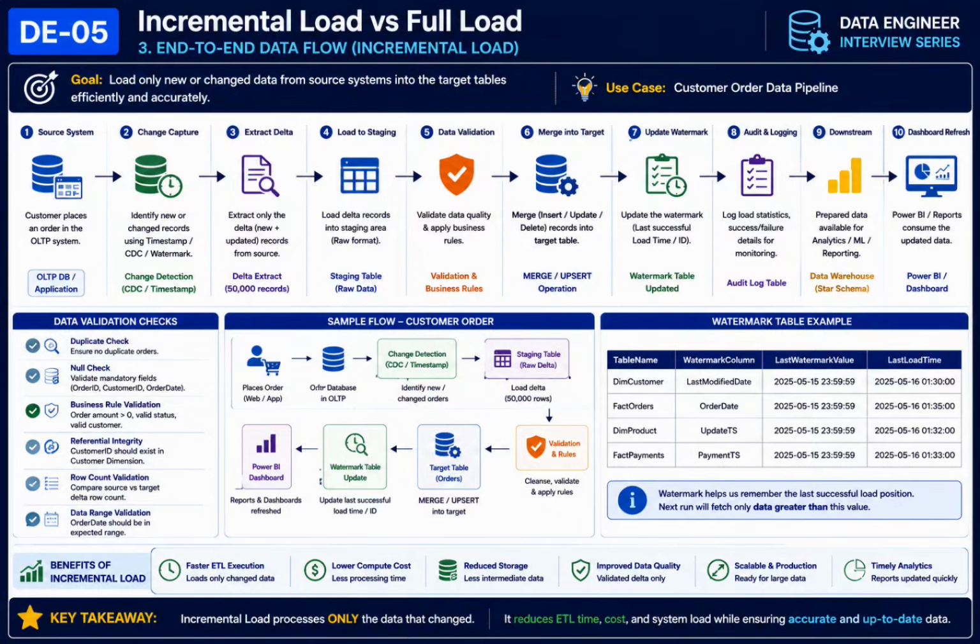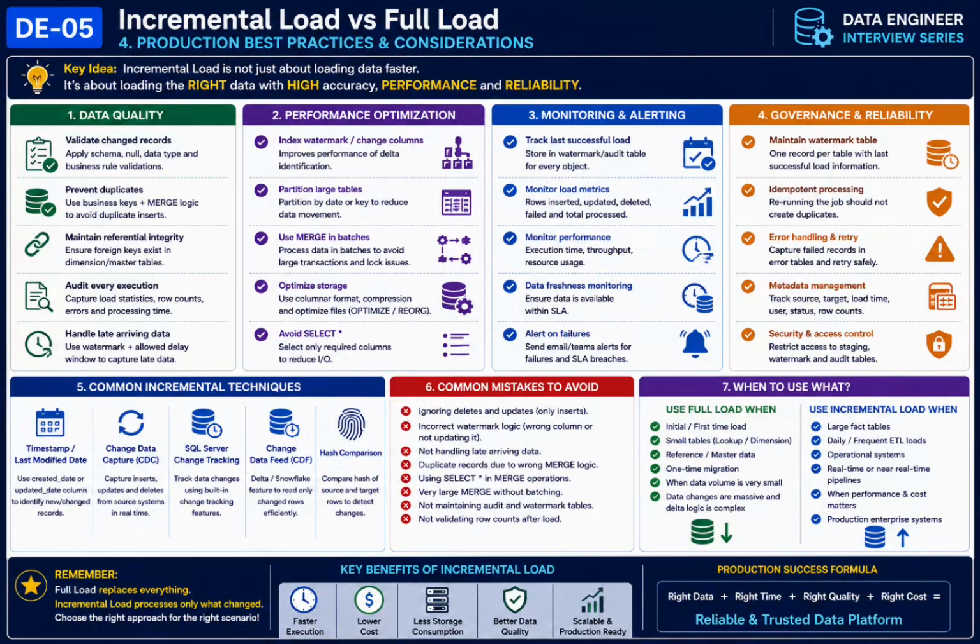Then this is the part that separates experienced data engineers from beginners. So the best practice is, implementing incremental load is not just about loading fewer records. It's about loading the right records correctly every time. So the first priority is data quality. Before merging records, we have to validate schema, check for null values, remove duplicates, verify business rules, and ensure referential integrity.